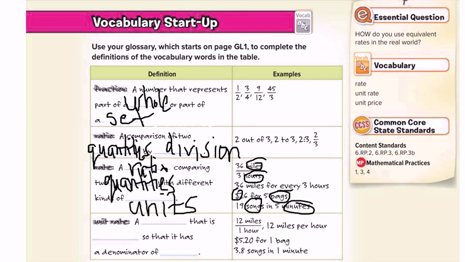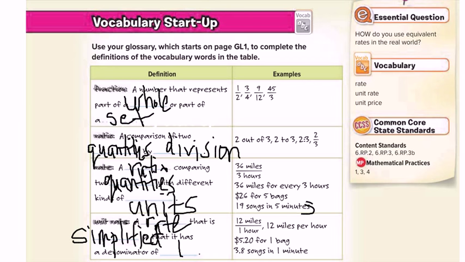Lastly, a unit rate. That's a special kind of rate. So it's a rate that is simplified, just as we can simplify a fraction, so that it has a denominator of 1. So you can see the examples of 12 miles to 1 hour, or 12 miles per hour, or $5.20 for 1 bag, or 3.8 songs in 1 minute.